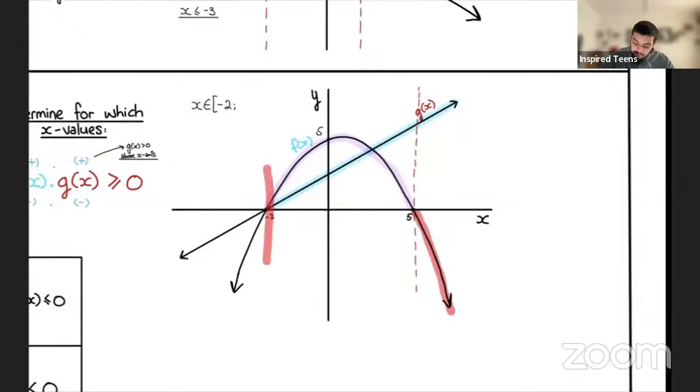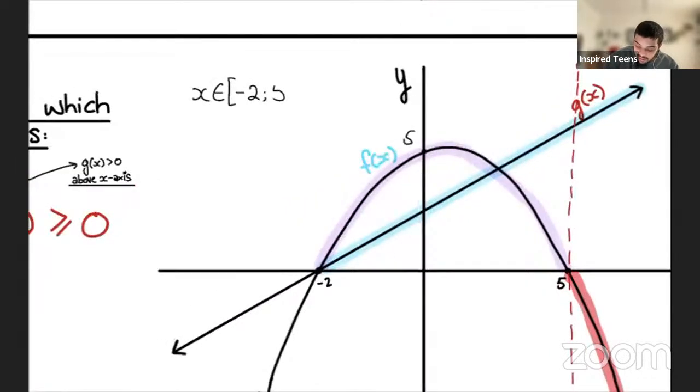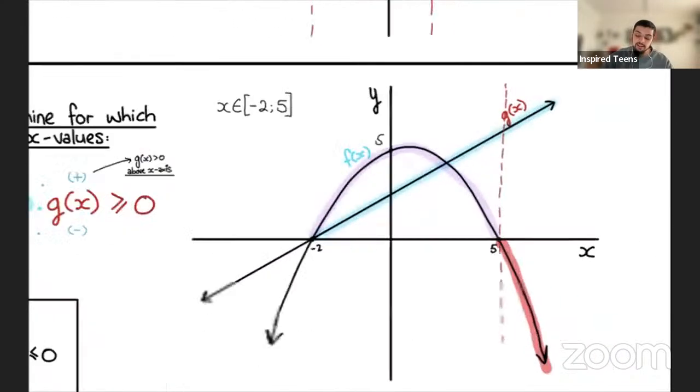They both start being above at -2, but together, with them both being above, that ends at 5. Because even though g of x continues being above, f of x goes below, and that's not true. So it ends at 5. So x is an element of starting at -2 and ending at 5. Do we include 5? Yes, we do, because the question includes. Okay, so that's the first one done.